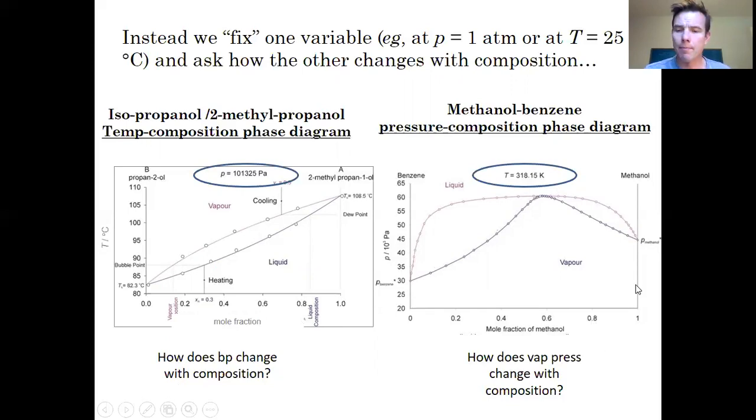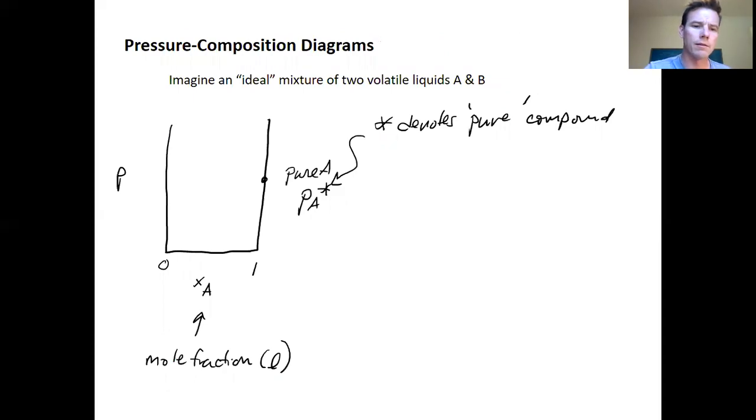Okay, away we go. We're going to get into it. We're going to start by talking about pressure-composition diagrams. So a pressure-composition diagram. I need you to start by imagining an ideal mixture of two volatile liquids. We'll call them A and B. So we have a mixture of these two things.